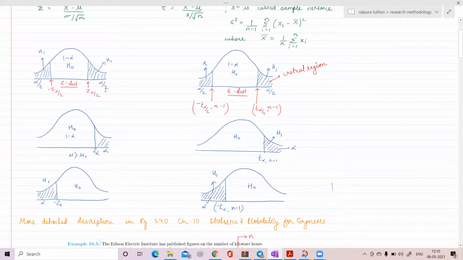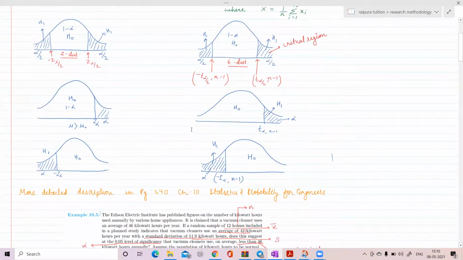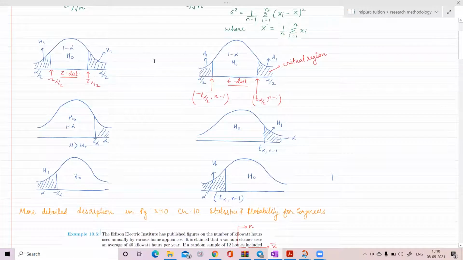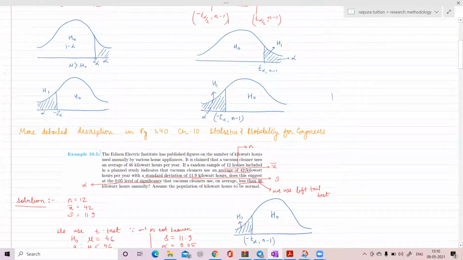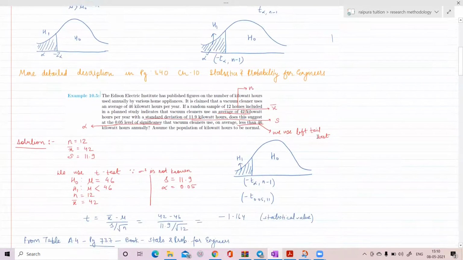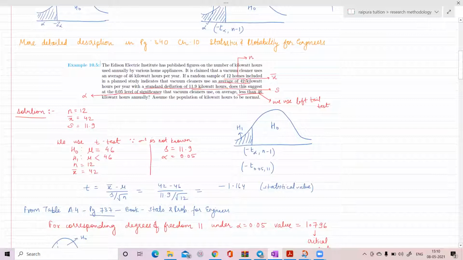Here one more thing is given, that in T distribution we are including n minus 1 also, which is the degrees of freedom. So this is the two-tailed test, this is the right-tailed test, and this is the left-tailed test. For a more detailed description, you can visit page number 340 of chapter number 10, Statistics and Probability for Engineers. And now this is one of the numericals discussed by Samantha sir.